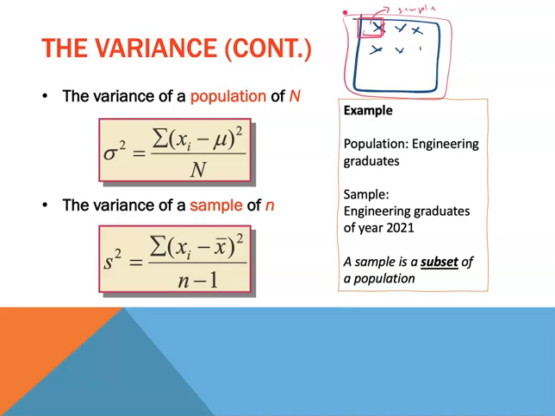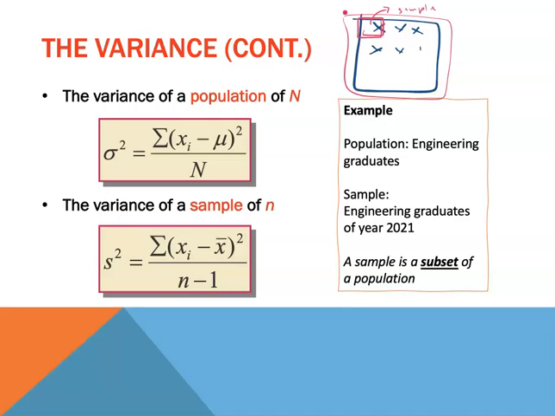It can be anything. It doesn't have to be engineering graduates of year 2021. It can be specifically engineering graduates from the mechanical department. So that is a subset of engineering graduates too. It can be chemical engineering graduates from the engineering faculty of UPM. So that is your subset of a population too. Okay, so that is sample versus population.